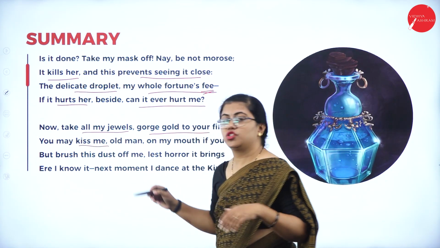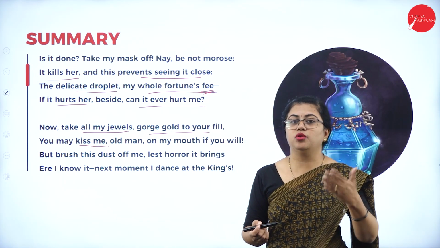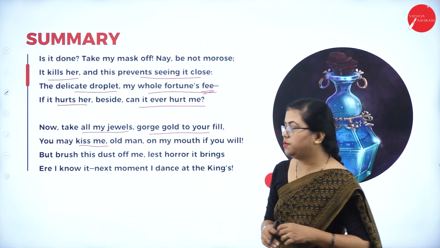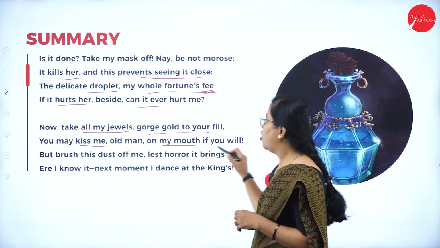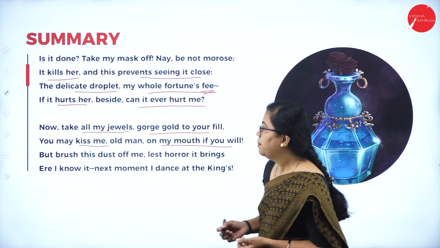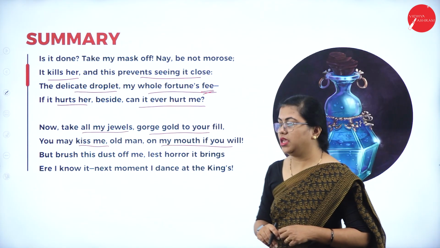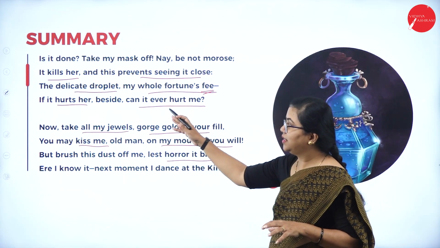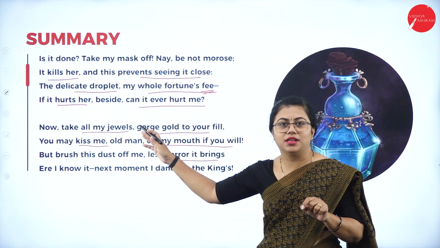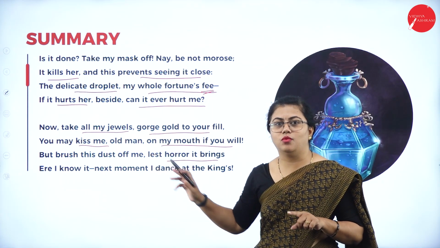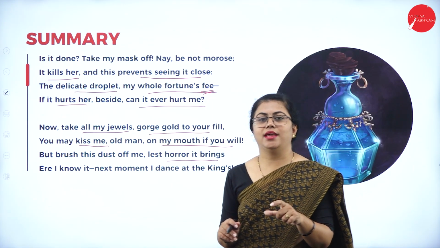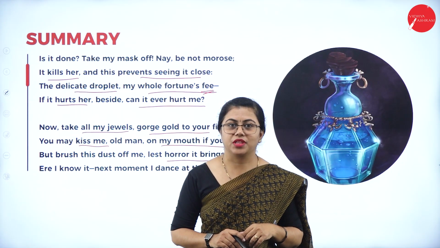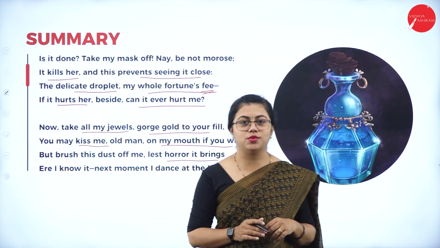You may kiss me. She's ready to go to any extent. She's ready to sacrifice herself, to submit herself to the old man here. "You may kiss me, old man, on my mouth if you will. But brush this dust off me, lest horror it brings." Now she is thinking that whatever crime she is committing will hurt her in one way or the other. More or less like karma, whatever bad you do to others will come back to you. That is one of the sentences I can tell you.